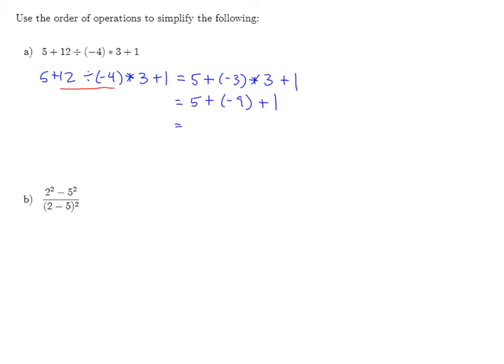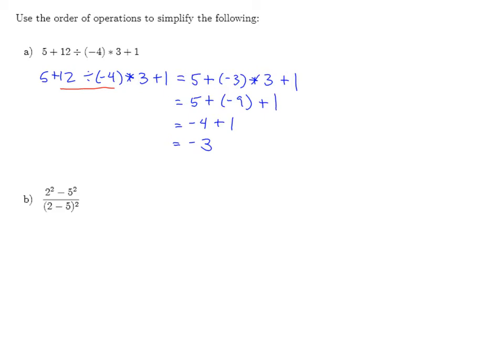At this point, we have two addition operations. So we will simply work left to right. 5 plus negative 9 will give us negative 4. And we still have plus 1 on the end. So 5 plus negative 9 plus 1 gives us negative 4 plus 1. And simplifying that as our last step, negative 4 plus 1 computes to negative 3.